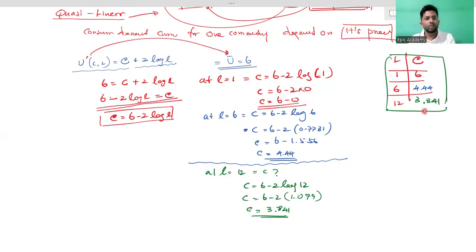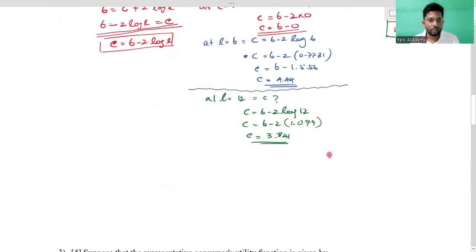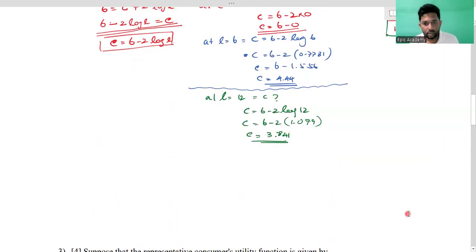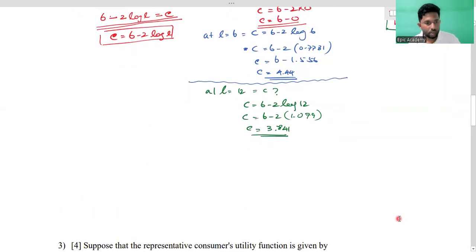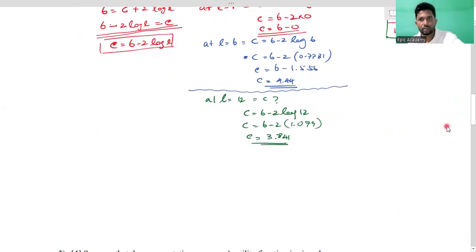So then how are we going to manage it in a curve? Because you got a hint here: draw the indifference curve for the respective consumer. Hint: on the vertical axis, take consumption, and on the horizontal axis, take leisure. Okay. Now here, I'm going to use that word here. Wait a minute, I will take this one.